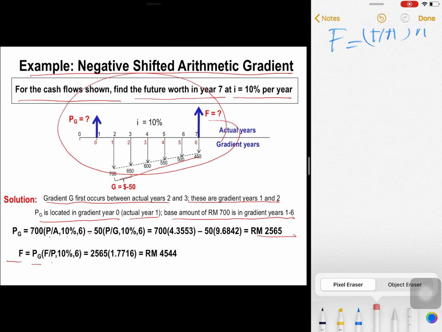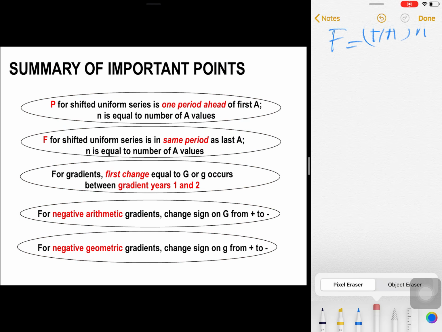So the future worth would be PG times (F/P, 10%, 6), with n equals 6, equals RM 4,554.